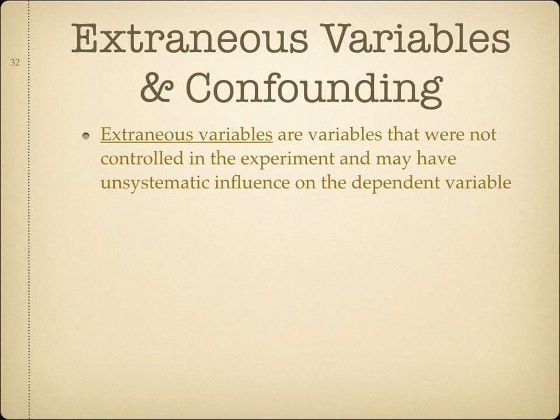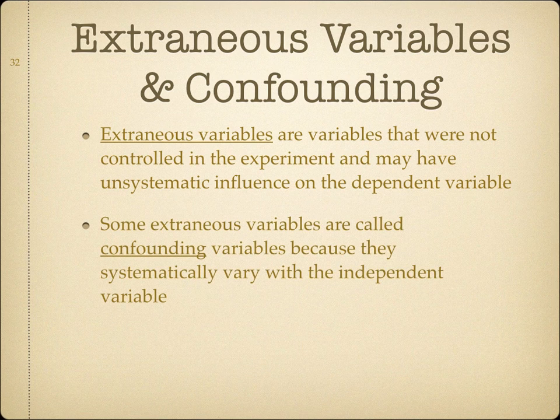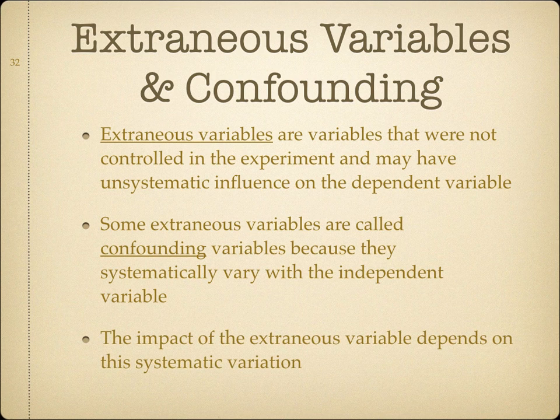Extraneous variables are variables that are not controlled in the experiment and may have an unsystematic influence on the dependent variable. That matters because it can reduce our ability to make strong statements about the causal connection. Some extraneous variables are called confounding variables, because they systematically vary with the independent variable. The impact of the extraneous variable depends upon whether you've got systematic or unsystematic influence on the dependent variable. Confounding variables are much more important.